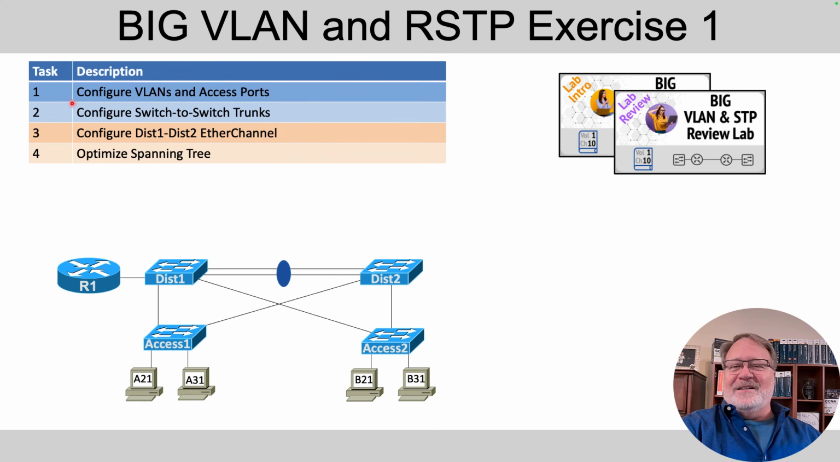You configure VLANs and access ports in this design. You configure switch-to-switch trunks in this design. You configure this pair of links to be in an Ether channel. And then you configure to optimize spanning tree operations here as well. It's all written up on a blog page, and there's a lab intro and lab review video to go along with that as well.